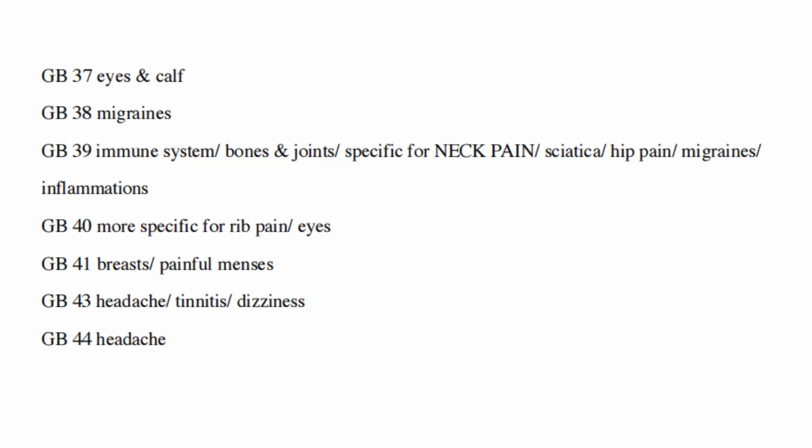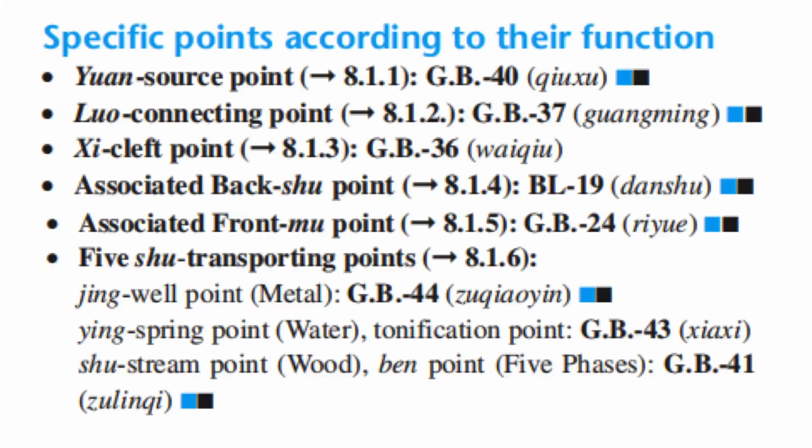GB43 is for headache, tinnitus, and dizziness. GB44 is also for headache. Now let's discuss the specific points according to their function.